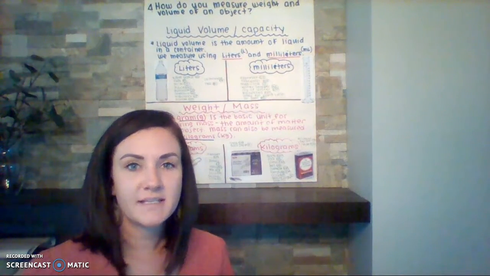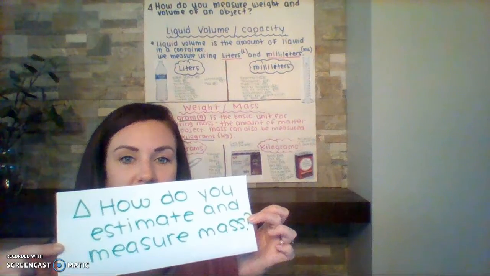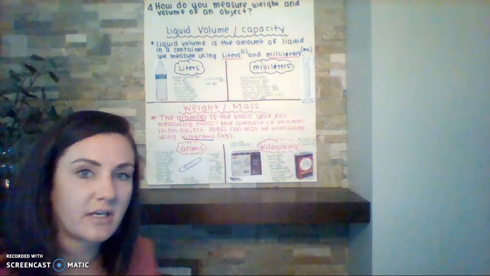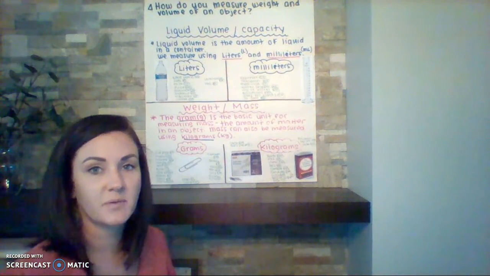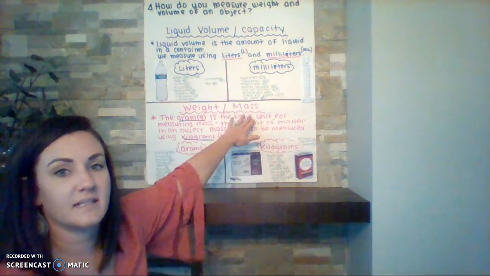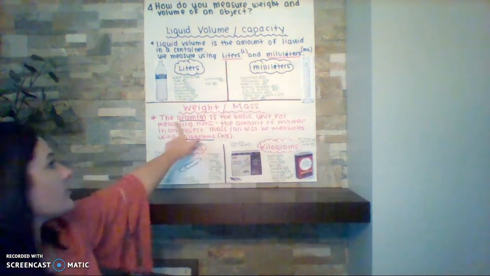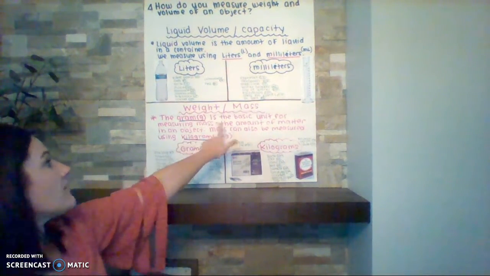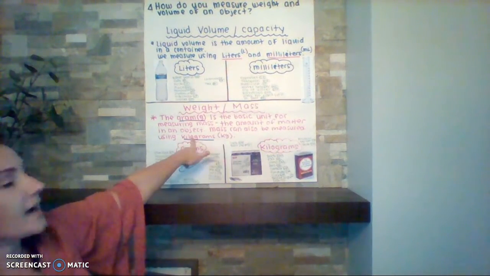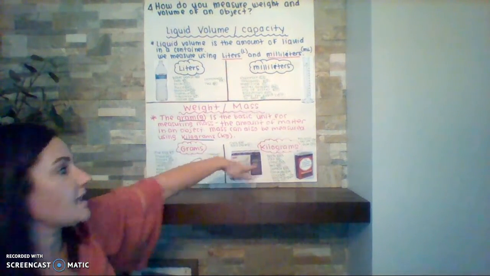Good morning, boys and girls. Today, what I want to teach you is how to estimate and measure mass. Behind me, I have our anchor chart that we used last week with liquid volume. We have our weight and mass added to this. The gram is the basic unit for measuring mass, which is the amount of matter in an object. Mass can also be measured by kilograms. Here we have a few examples of grams and kilograms.